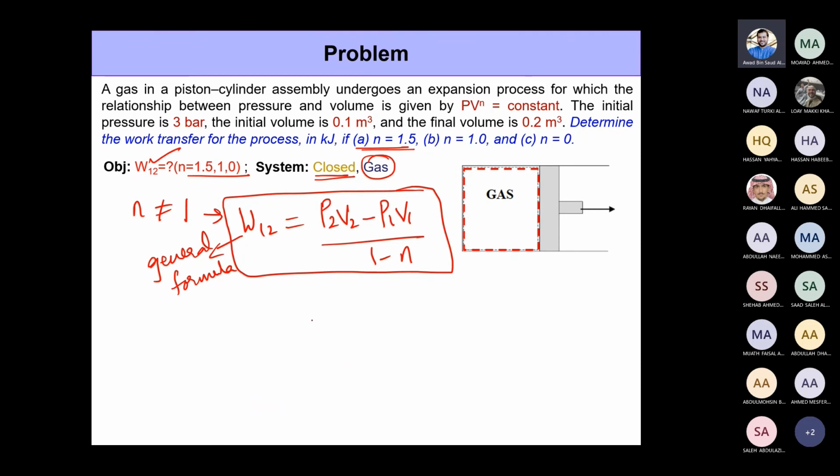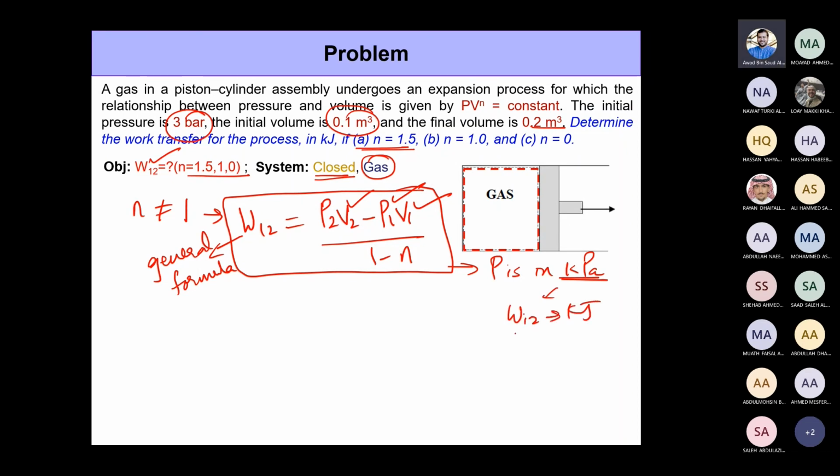Okay. Now for us, P1 is provided as 3 bar, V1 is provided as 0.1 meter cube, and V2 is also provided as 0.2 meter cube. Now, a key point to remember is that when we are making use of this formula, we have to ensure that the pressure is in kilopascal. Because if pressure is not in kilopascal, then the work output will not be in kilojoule.